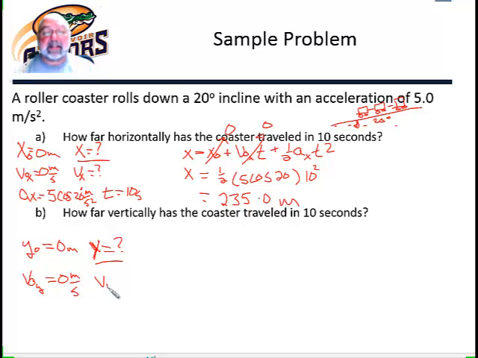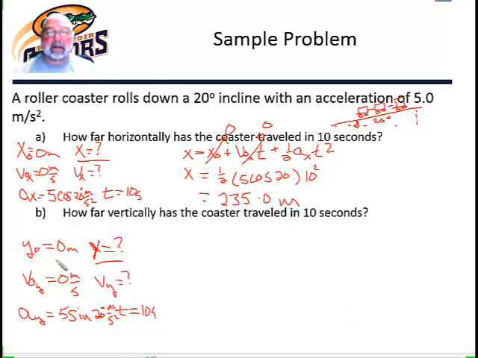The final velocity in the y direction, we don't know and we don't care. The acceleration in the y direction is equal to 5, and the y acceleration is opposite the angle, so that would be 5 sine 20 degrees, and the time again was 10 seconds.